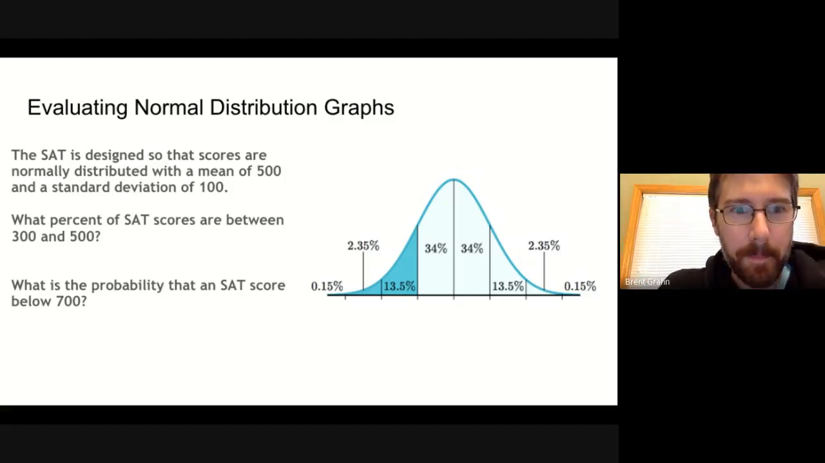All right, so the SAT is designed so that scores are normally distributed with a mean of 500 and a standard deviation of 100.